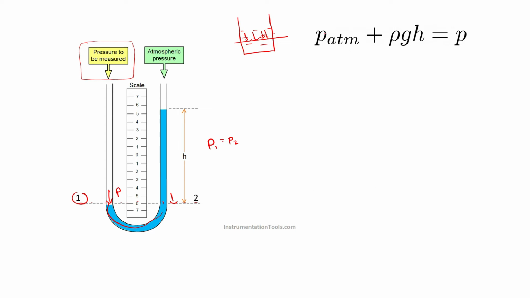So you can see that on the right side, P2 will be equal to, on the top you have atmospheric pressure acting, and there is also a hydrostatic pressure due to this liquid column acting at this point. So P2 will be equal to P atmosphere plus rho g h. And what will be P1? P1 will be equal to P, this pressure, since there is no liquid here. So P1 is equal to P. If we equate these two, you will get this equation.